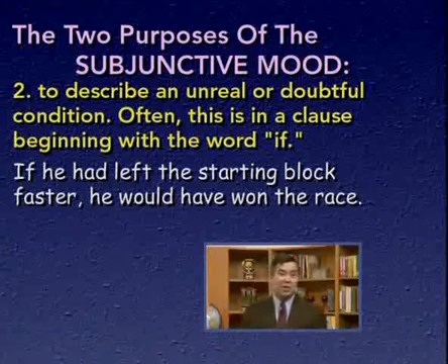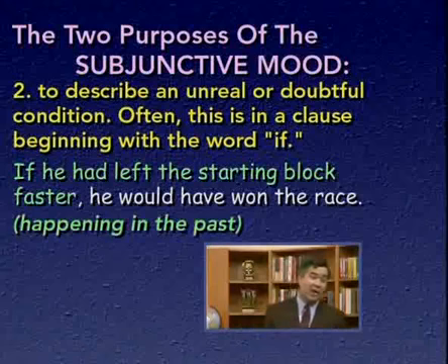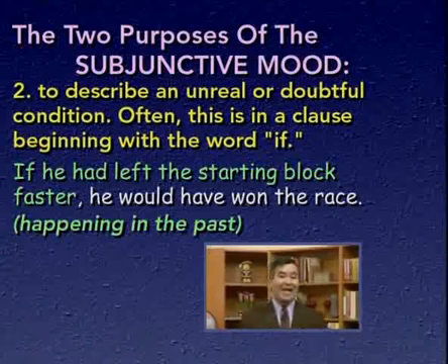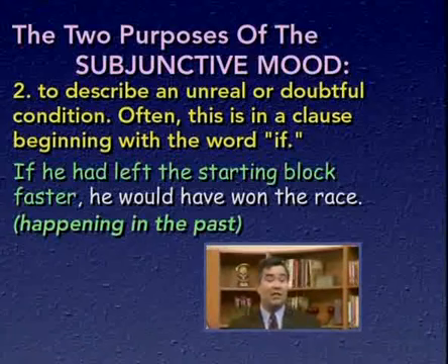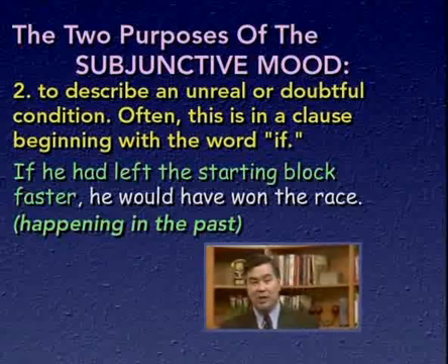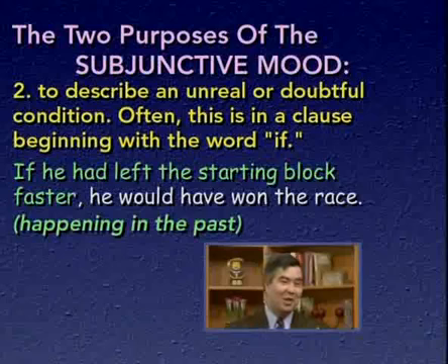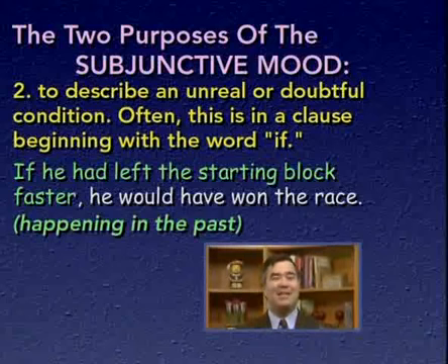Well, in this sentence, we're describing something happening in the past. The race was in the past. He lost the race. He might have won if he had left the starting block faster. So we're talking about something happening in the past. And remember, we said a moment ago that to create the subjunctive mood in the past, we want to use a verb that looks the same as the past perfect.